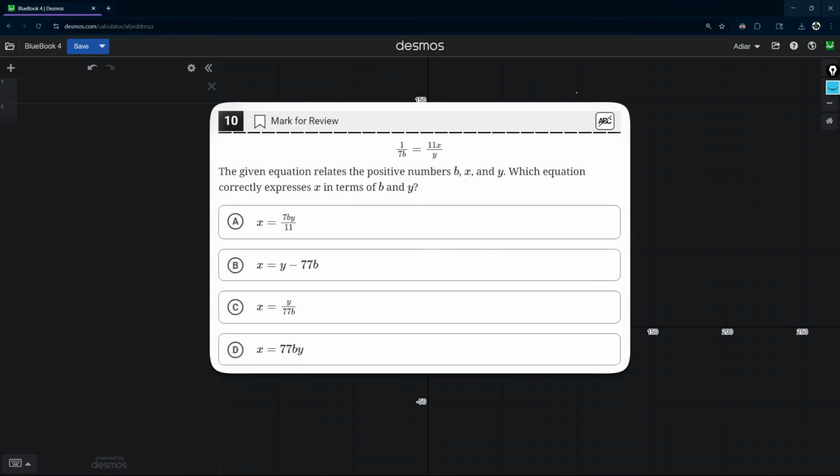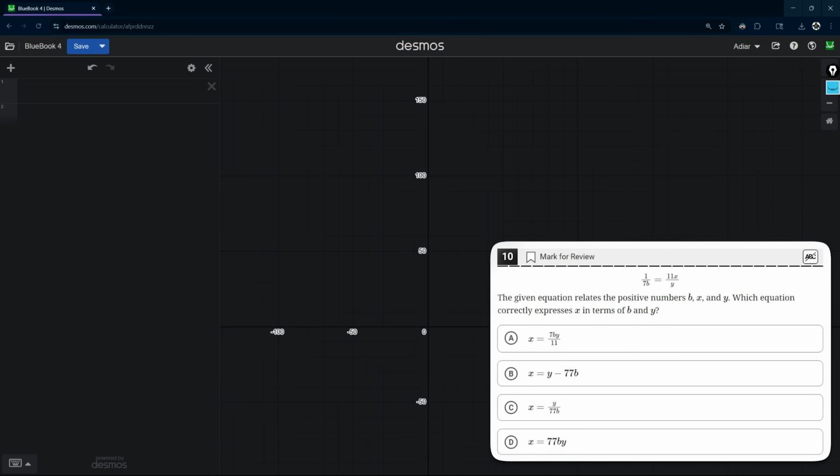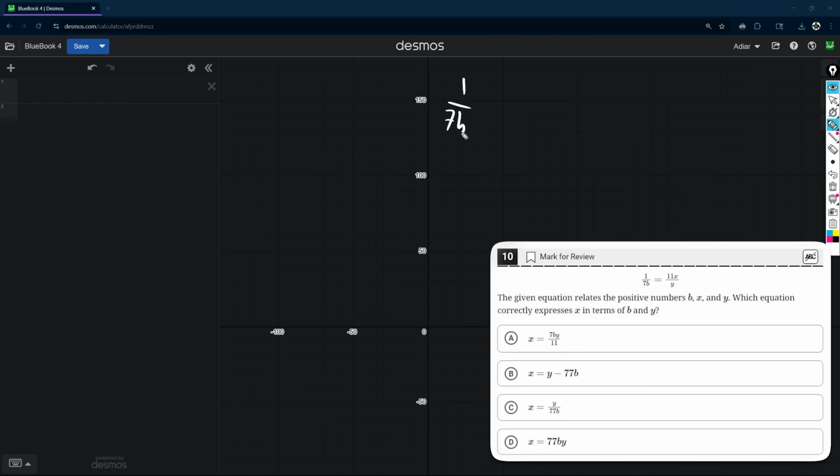Question number 10, we are given that 1 over 7b equals 11x over y. And it says the given equation relates the positive numbers b, x, and y. Which equation correctly expresses x in terms of b and y? So this question is saying if we're given 1 over 7b and that equals 11x over y, they're asking us basically to solve so that x is on one side. And we can do this by hand, but for some of these questions, I actually prefer doing it with Desmos, but not all the time. In this case, it's about just as equally fast to do it either way.